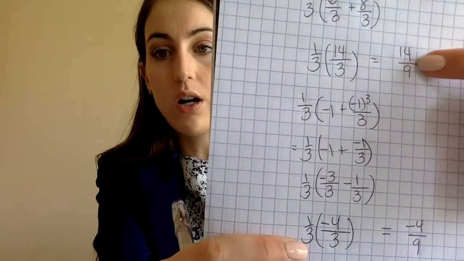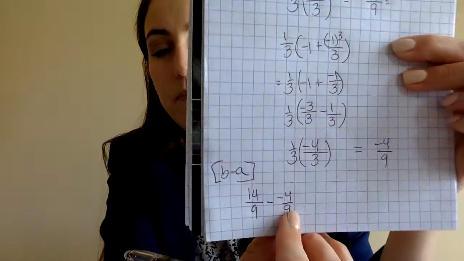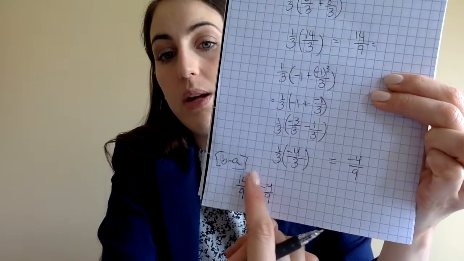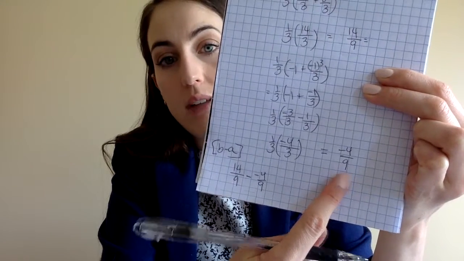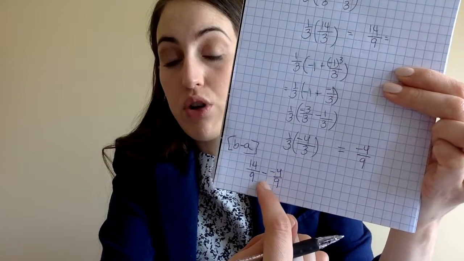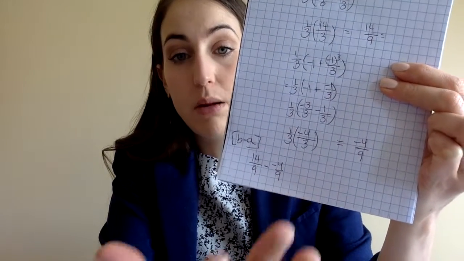This was for our 2, and remember we're taking b minus a, the big one minus the small one. So for b minus a, 14/9 minus -4/9. When we evaluated the integral at b, we got the 14/9. When we evaluated the integral at a, we got -4/9. And now we're subtracting the two. It's b minus a. A happens to be a negative. So you're subtracting a negative. Subtracting a negative makes it a positive.